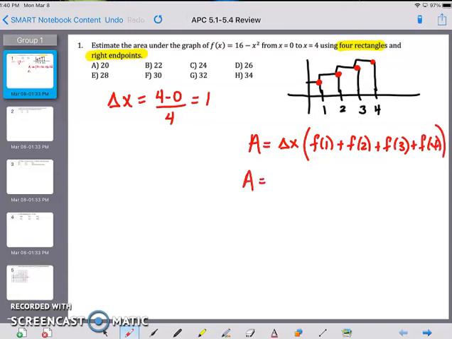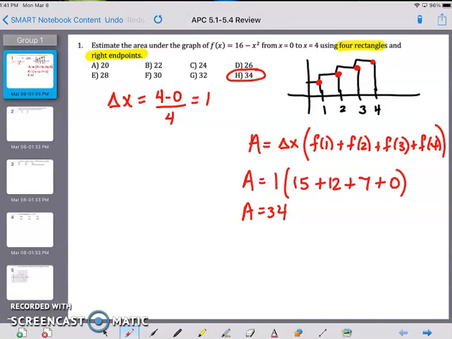So then when I plug my values in here, my delta x is 1. F of 1 is the value of the function when x is 1. Well, when I plug 1 in, 1 squared is 1, and 16 minus 1 is 15. F of 2 would be 16 minus 4, which would be 12. F of 3 would be 16 minus 9, which is 7. And f of 4 would be 16 minus 16, which is 0. Right? So then I get my area to be 34. So that tells me that letter H is the correct choice for problem number 1.